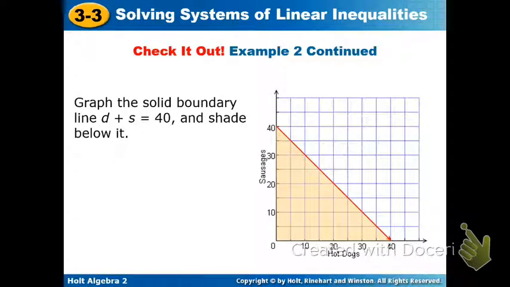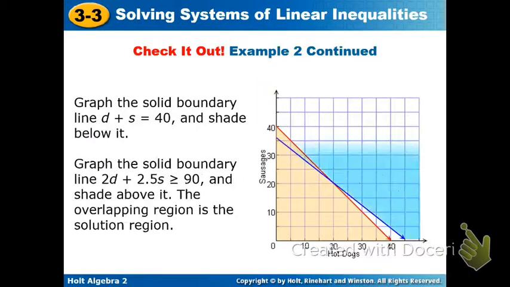Here is our first one graphed. We shaded below because it was a less than. Our second one we shaded above because that is greater than. You can see that we have a very, very tiny overlap. So she does not have a lot of choices or combinations in which to sell these.